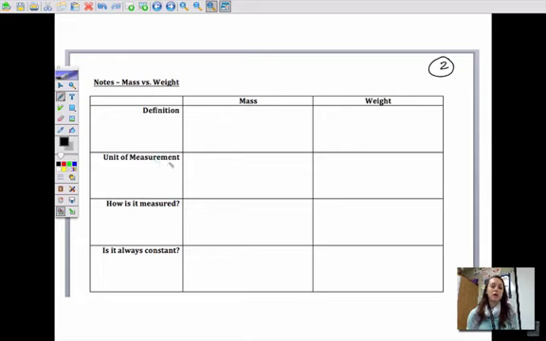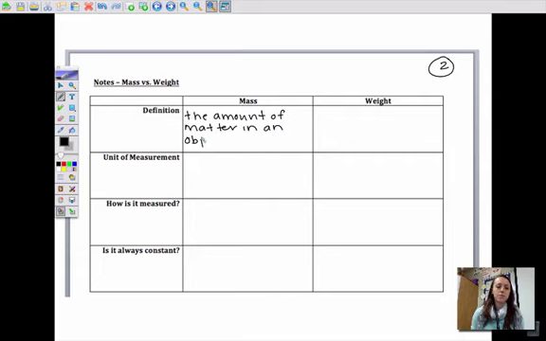Now, the differences between mass and weight are pretty easy to distinguish once you know them. But in America, we use those two things really interchangeably. So the definition of mass is the amount of matter in an object. And that's measured in either grams or kilograms. And we measure it using a balance, like those triple beam balances, or a scale, like a bathroom scale or the scale you hop on at the doctor's office.